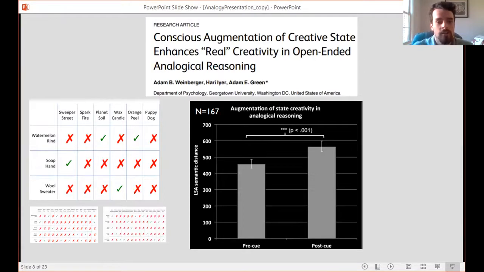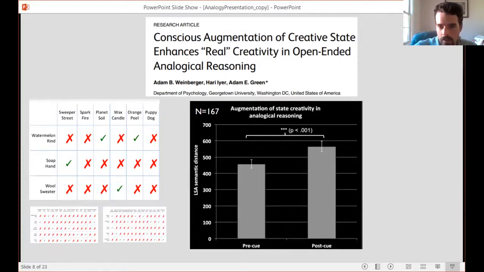And so again, this demonstrates that previously when we were studying analogical reasoning, we weren't cueing people to think creatively. We were just looking at semantic distance as a proxy for the amount of creativity involved. But now we're explicitly cueing creativity, and we find that it does also increase the semantic distance of responses. So this was a really cool effect that not only validated this matrix task, which we've used a lot since then, but demonstrated that you can consciously augment your creative state in the context of analogical reasoning.